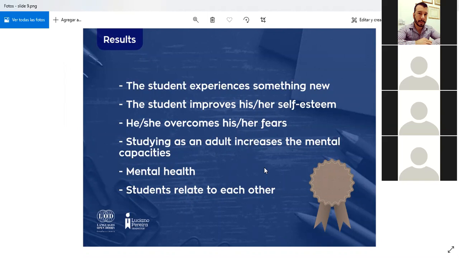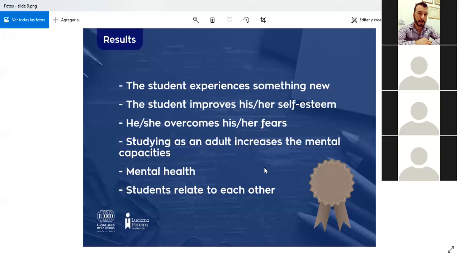Studying as an adult increases the mental capacities, and this is also related with the next item, mental health. As you know, learning a new language is a very beneficial activity for the brain. It avoids Alzheimer's, and many other things.